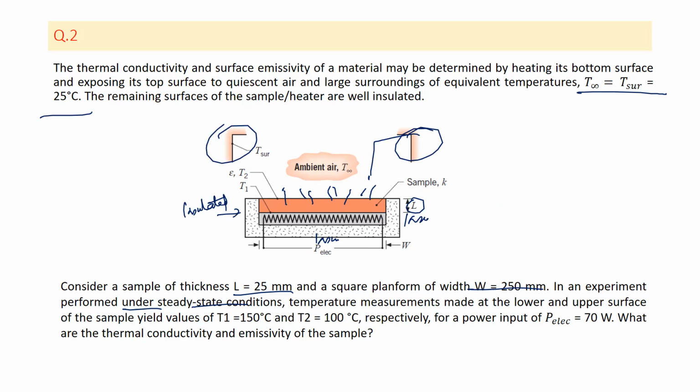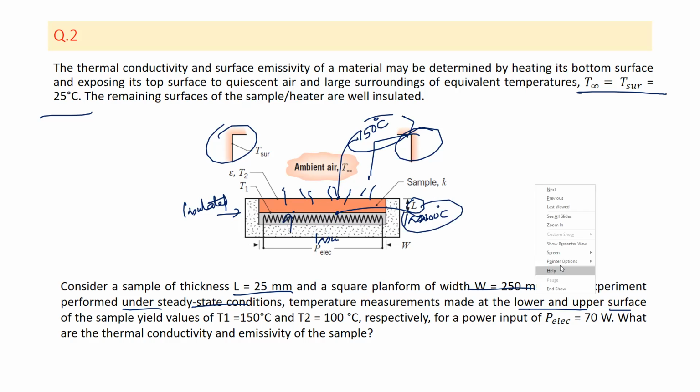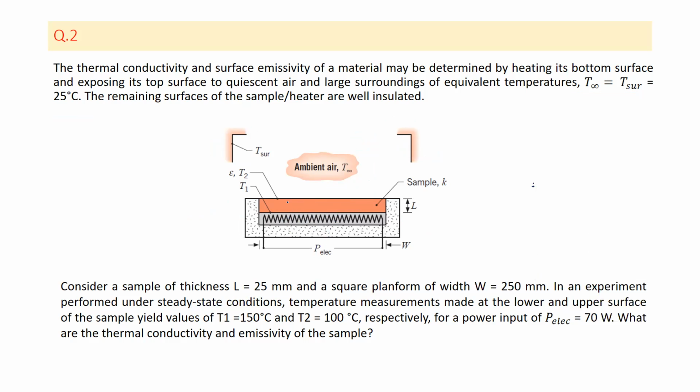And measurements are made at the lower and upper surface. So maybe here and at the bottom surface. It shows that here the temperature is 150 degrees Celsius, and maybe here it is 100 degrees Celsius. So this is actually wrong because heating is from the bottom, so here the temperature has to be higher. So I'm rubbing that. So here it is T1 = 150, and at the top it is 100 degrees Celsius.